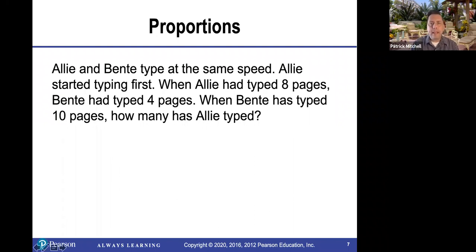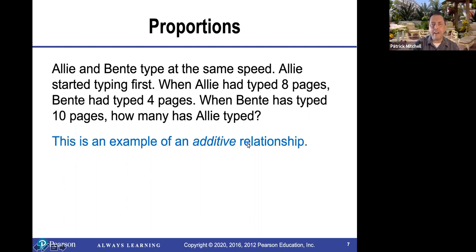Allie and Benty type at the same speed. Allie started typing first. When Allie had typed 8 pages, Benty had typed 4 pages. When Benty has typed 10 pages, how many has Allie typed? So notice it says they type at the same speed, and Allie started typing first. So this is an example of an additive relationship.